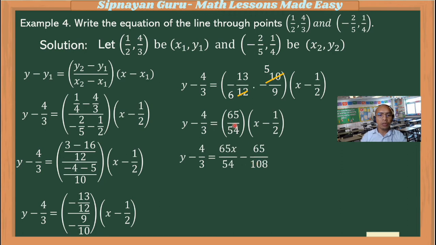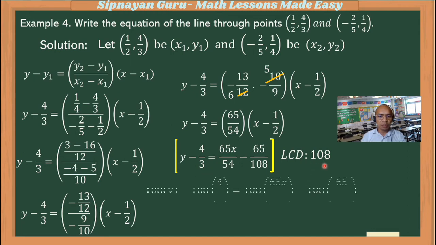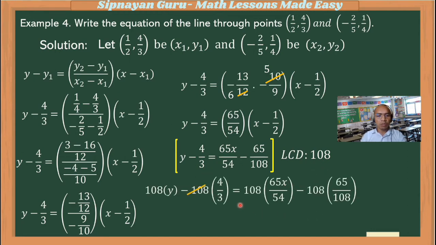Okay, so distribute. So 65 over 54 times x is 65x over 54. Then 65 over 54 times negative 1 half, so negative 65 over 108. To get rid of the denominator, multiply the whole equation by the LCD, which is 108. So multiply each term by 108. Okay, cancel the common factor. So 108 divided by 3, this is 36. 108 divided by 54, this would be 2. 108 divided by 108, that is 1.